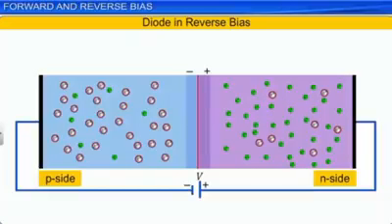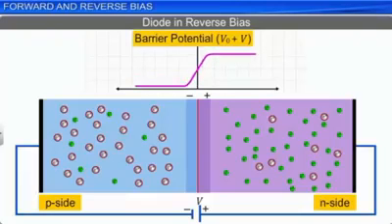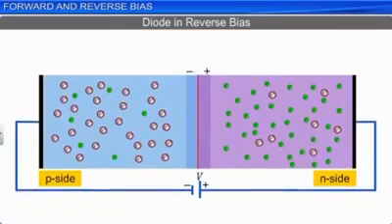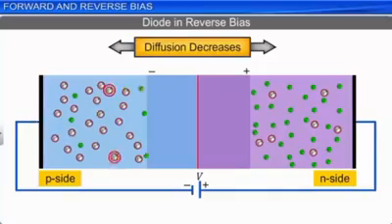When a diode is reverse biased, the barrier potential across its PN junction increases and is given by the sum of the barrier potential V0 at equilibrium and the externally applied voltage V. Also, when a diode is reverse biased, the width of the depletion region around the PN junction increases. The increase in barrier potential and width of the depletion region leads to a decrease in the diffusion of holes from the P side to the N side and the electrons from the N side to the P side across the junction.